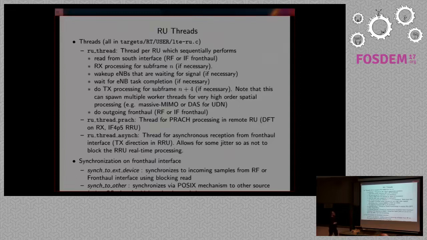We have another thread that's there just for the random access channel by itself, because that's a completely independent thing. And then there's also one other thread which is there when you receive on the frontal interface. For instance, if you're in a radio unit, the signal you receive from the frontal interface is what you use to transmit. Now, if you're on an Ethernet network, there's a lot of jitter. It's not a real-time thing. It could be real-time, but if it's very long distances, there is a significant amount of jitter. So you need some sort of asynchronous process to handle that. That's why there's that kind of thread. So this is really the basic mechanism.